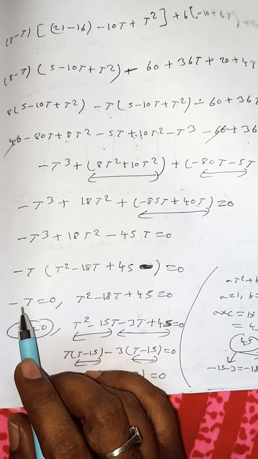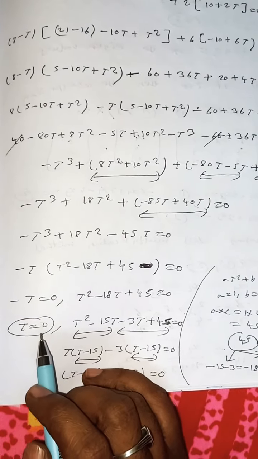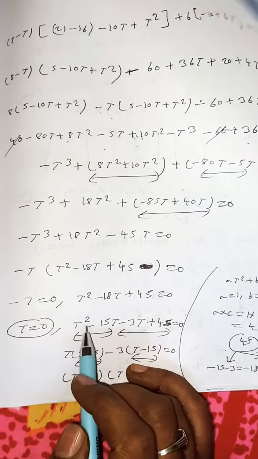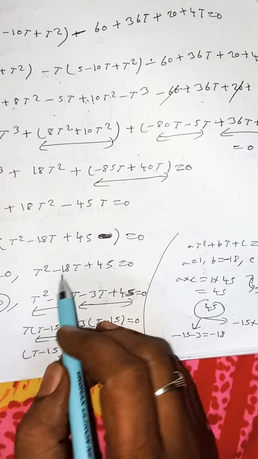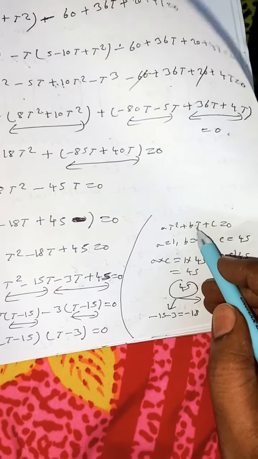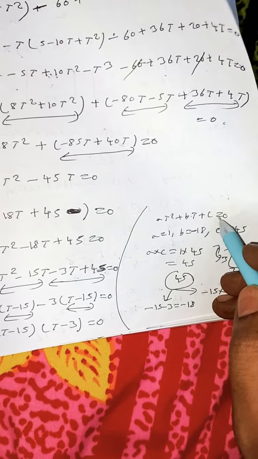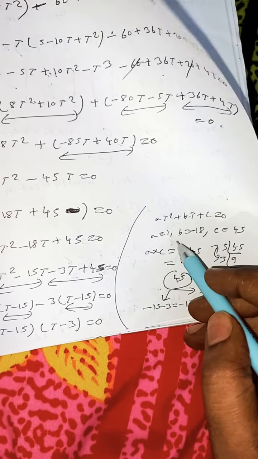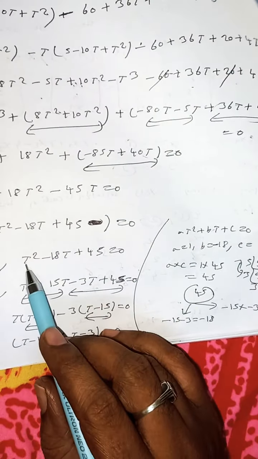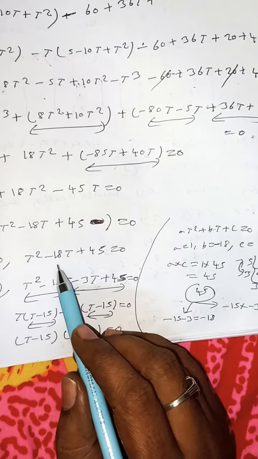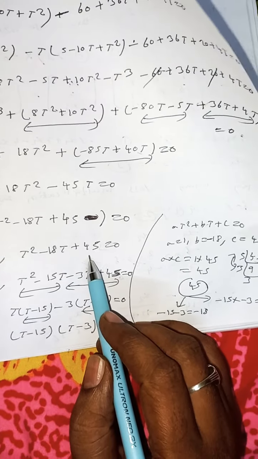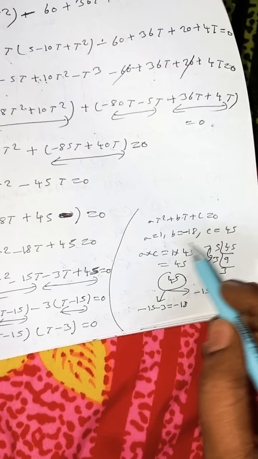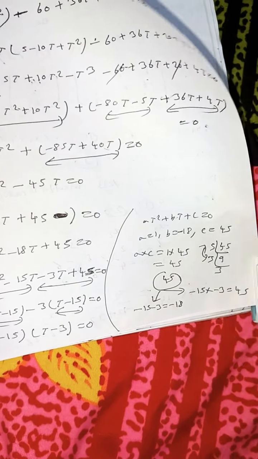So here if you send minus to that side, 0 by minus 1 is nothing but 0. Here it is clearly a quadratic equation in terms of lambda, that is a lambda square plus b lambda plus c is equal to 0. Here a is equal to the coefficient of lambda square, which is 1, the coefficient of lambda is minus 18, and the constant c value is 45. Now do a into c. 1 into 45 is 45.